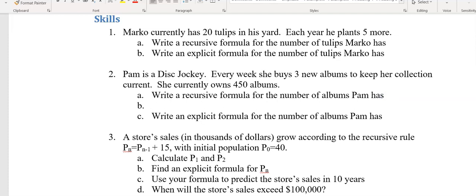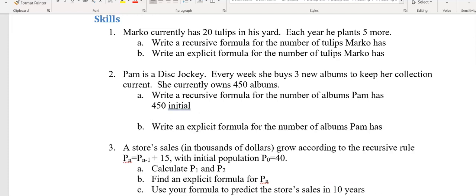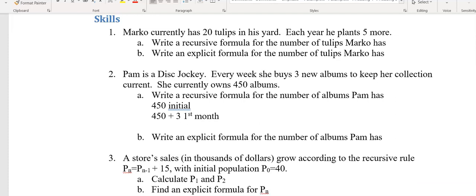All right, so let's start with this recursive formula, and it's going to look kind of strange, but let's first think about what we're going to do here. We're going to have 450 albums that she currently has, and that's what she'll have in her first month, or really our initial. And then she's going to take 450 in the first month. She's going to add 3 albums. And then she's going to take 450 plus 3, and she's going to add 3 more in her second month.